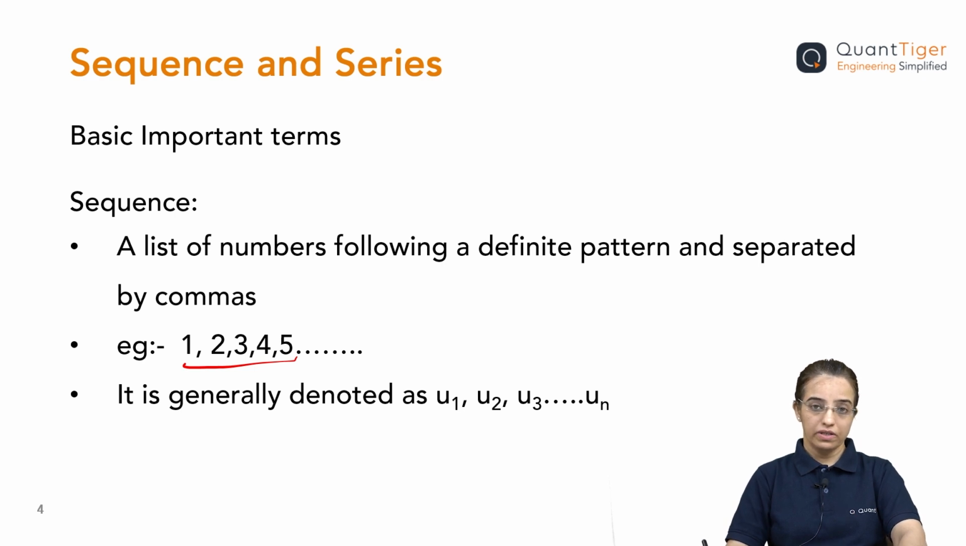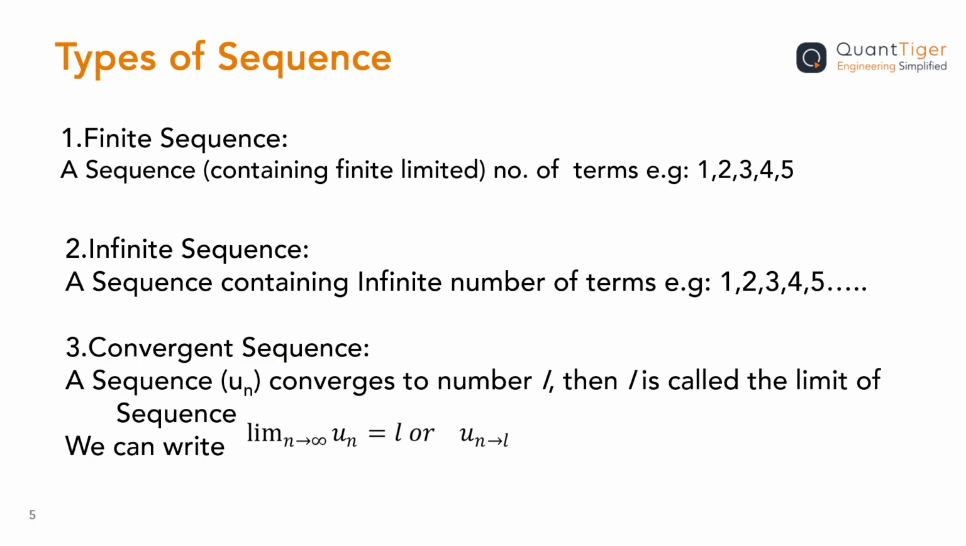We don't know till which number it will go. So if you see, these are a list of numbers separated by commas, and it is following a definite pattern, just growing by 1. Each term in the sequence we call u1, u2, u3 and so on. So this is a sequence.